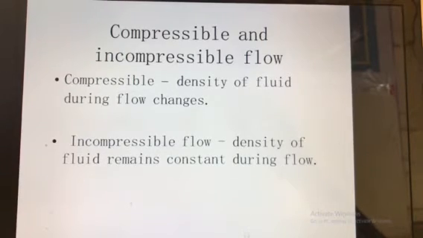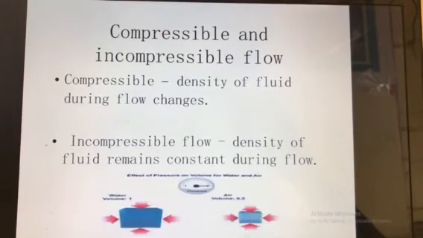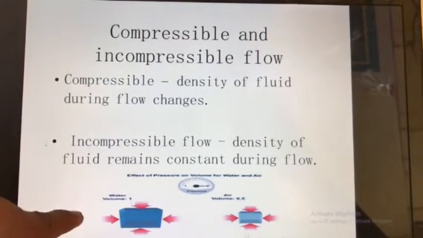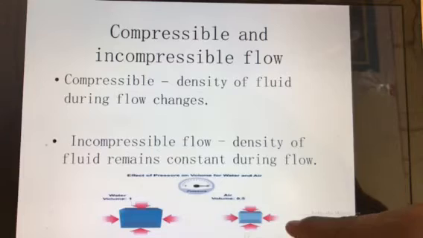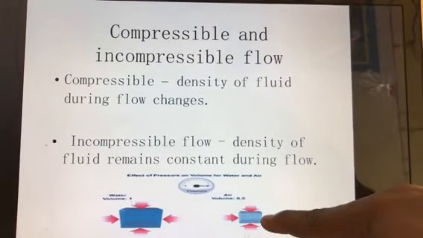Okay, now this is the example. Now the effect of pressure on volume for water and air. The first one is water and the second one is air. If we consider a unit volume of 1 and apply pressure on water, it will remain the same. But if we consider air and apply pressure on the unit volume, it will become 0.5, half of the volume.